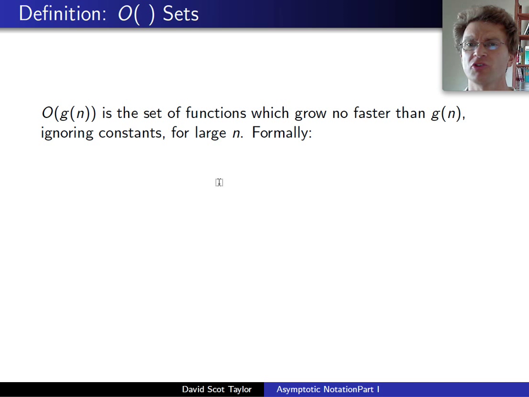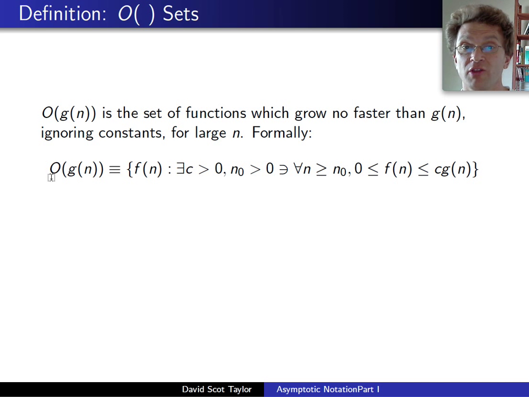We're also going to ignore small values of n, because we care what g of n does as n grows large. I'm not so worried about what happens for small n. So formally, we say the set of functions big O of g of n is defined to be the set of functions f of n such that, well, what are the conditions? There exists some positive constant c and some n naught such that for all n bigger than n naught, f of n is no bigger than the constant times g of n.